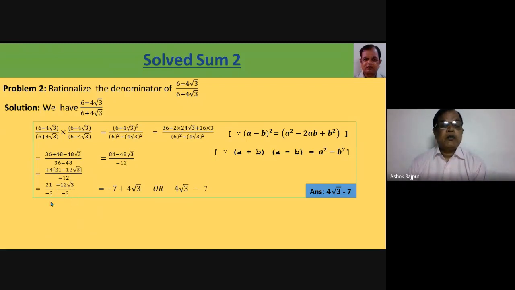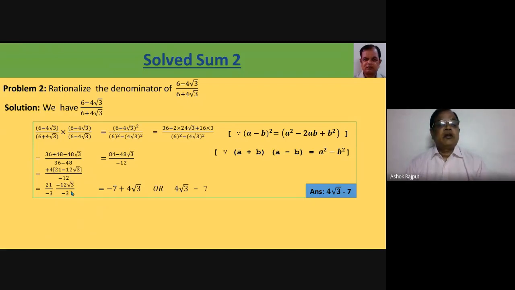If it is possible, we will cancel it. 3 sevens are 21. Here it is plus and minus, so the sign will be minus. And here it is plus and plus. 3 fours are 12. So we have written plus 4 root 3. We can arrange this another way also: 4 root 3 minus 7. It is the answer, because in the denominator there is no square root sign.